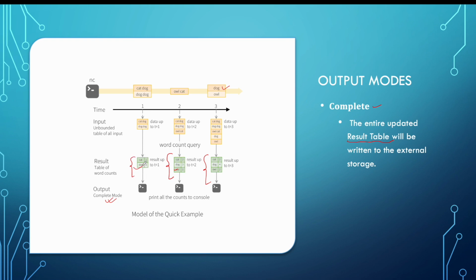In this case dog 3 was already written to the sink. Again dog did not change, but dog 3 was written to the sink again. Cat 2 was written to the sink at time T2, and again cat 2 got written to the sink at time T3. And obviously the dog and owl changed, so they have updated values. So this is taking extra space, right? Because every time the previous results are also getting written. So extra space is required for the complete output mode. This is an example for the complete output mode.